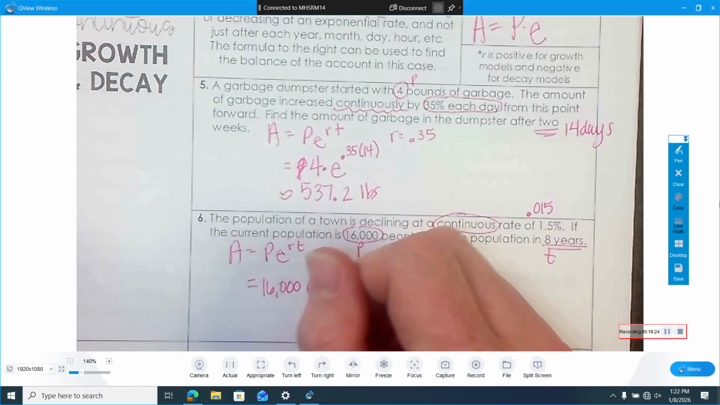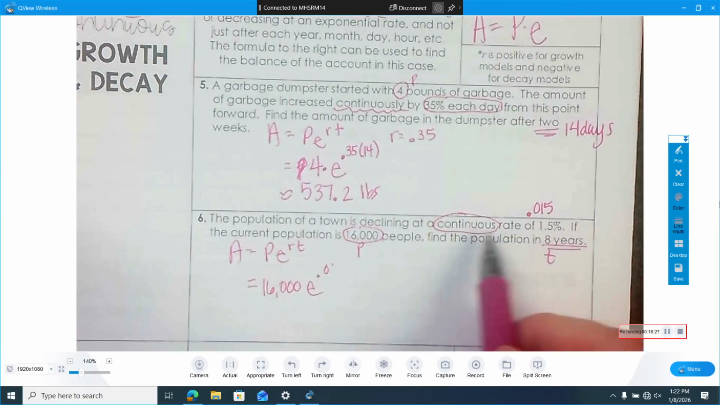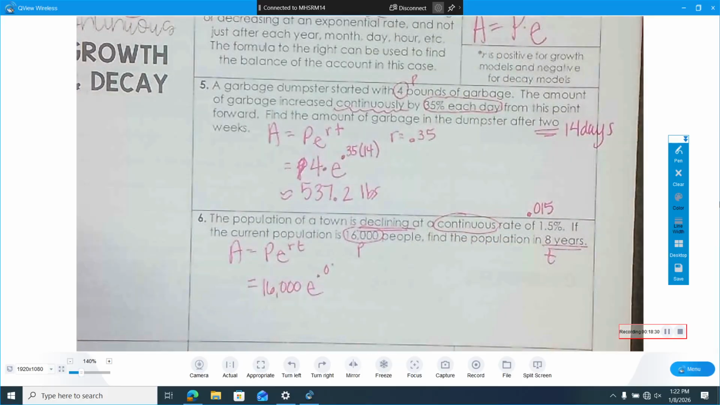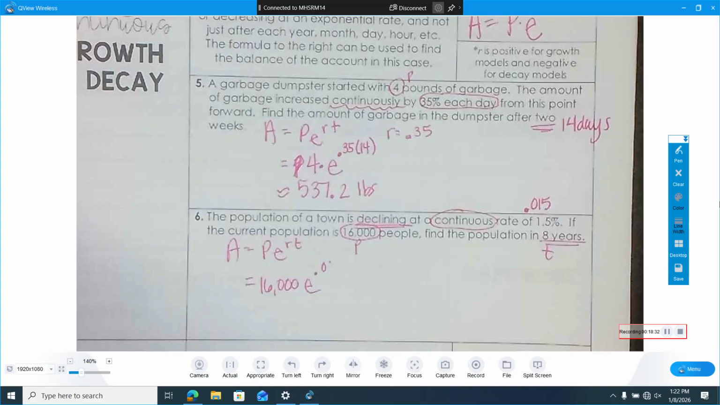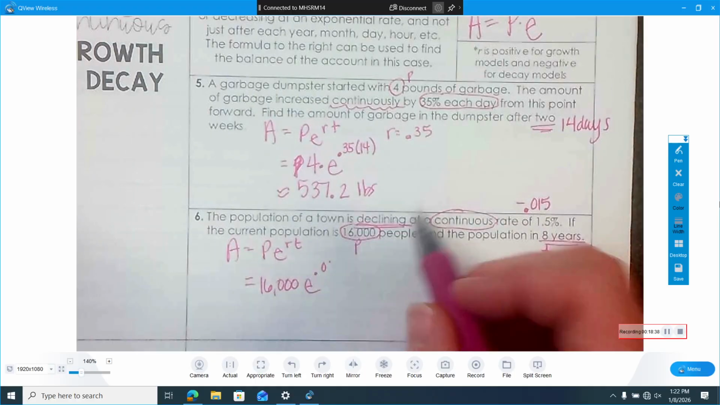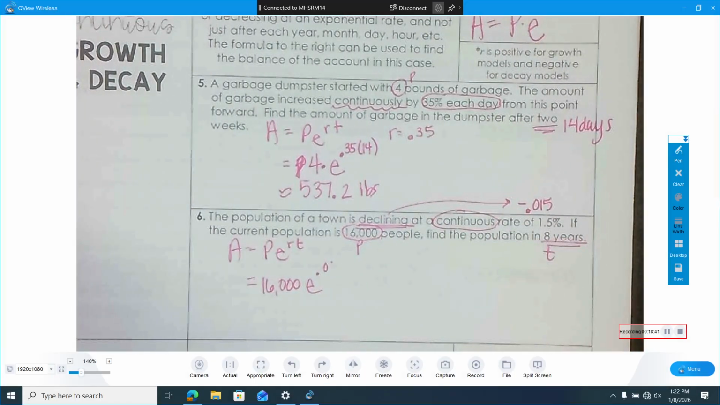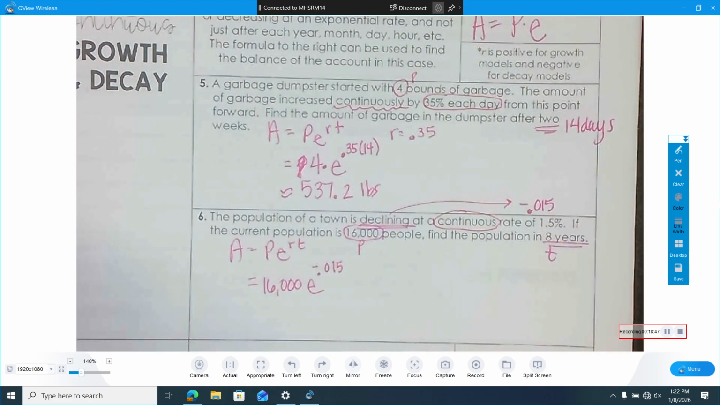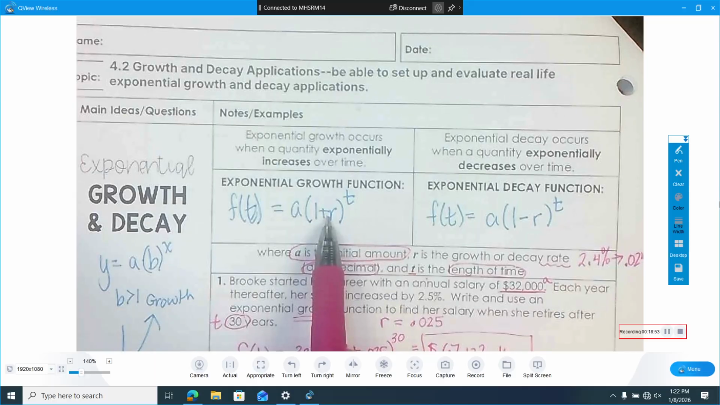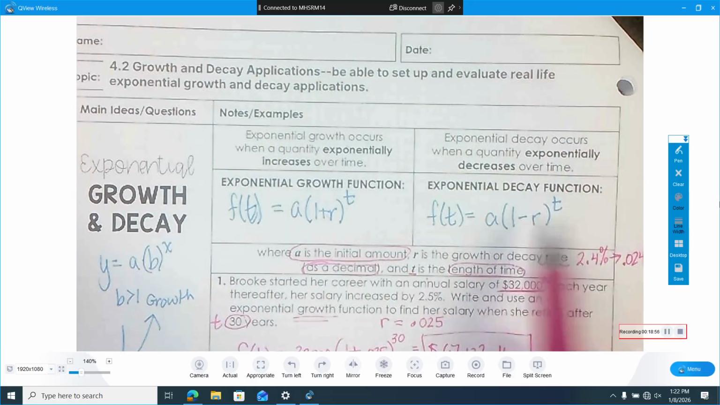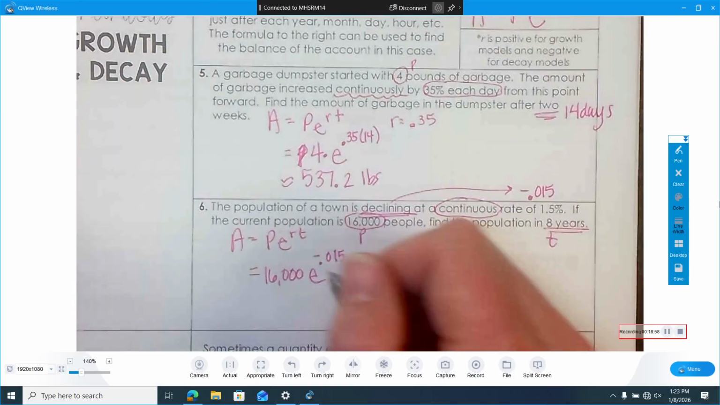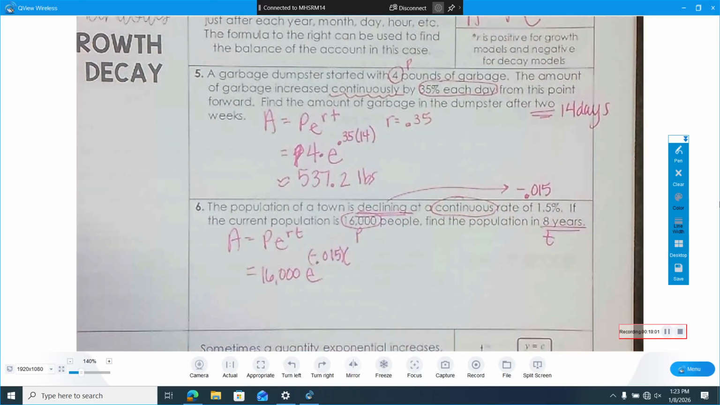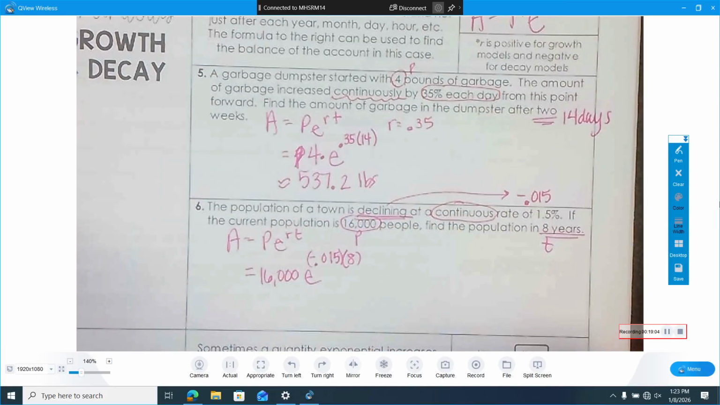e to the 0.0. Oh, it's declining. You asked a great question. If it's declining, we're going to make that rate negative. Since it's declining, our rate is going to be negative. I'm so glad you asked that question. It's just like the other side: if it's increasing, it's a positive r, and if it's a decay function, it's a negative r. So that makes sense. All right, so negative 0.015 times the 8 years, and what do we get?